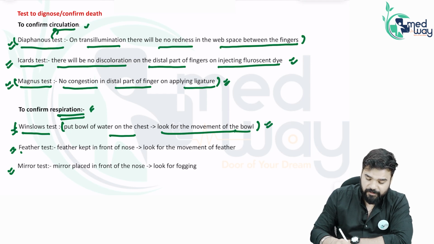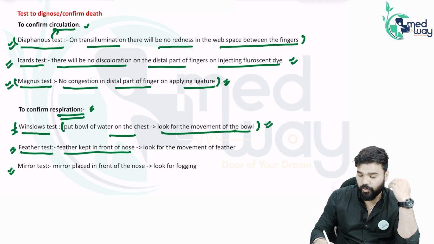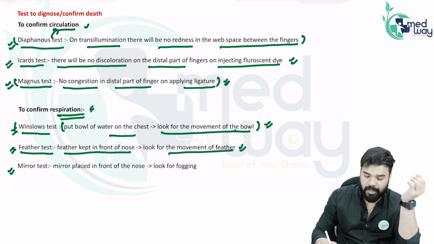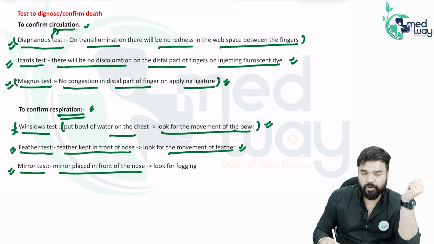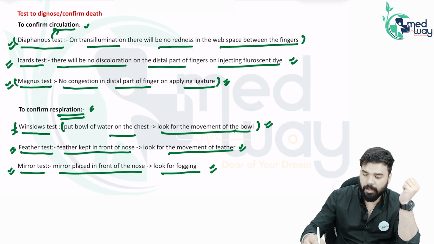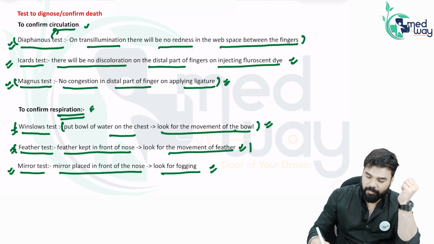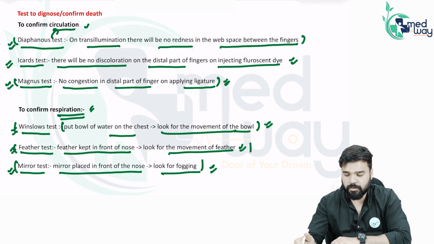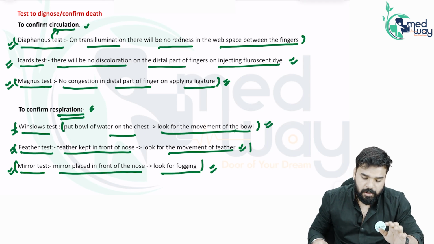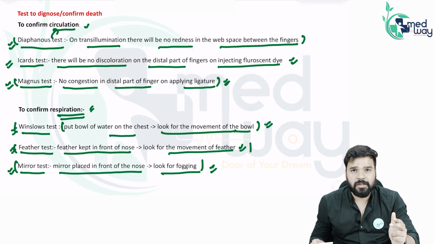Okay. Now second one is feather test. Feather kept in front of the nose, and we have to look for the movement of the feather. Okay, if there is no movement of the feather, it means there is no respiration. Third is mirror test. A mirror is placed in front of the nose and we have to look for fogging. Okay, you just remember the names and where they are used. Sometimes they can ask a question, so we have to be prepared. For circulation there are three tests: diaphanous, Magnus and Icard's. For respiration there are three tests: Winslow, then feather and mirror.